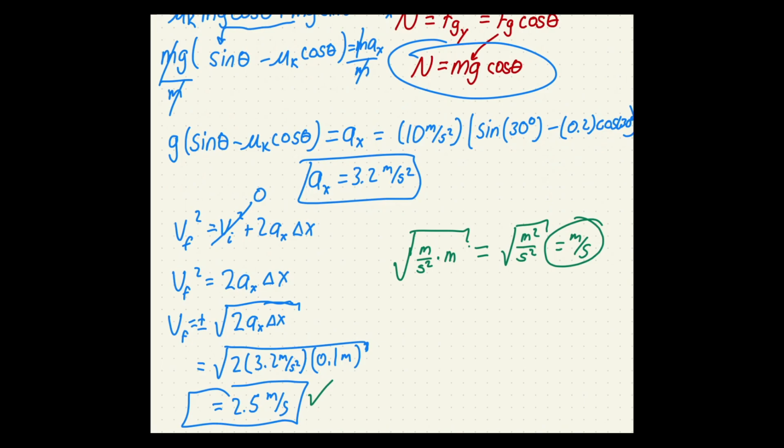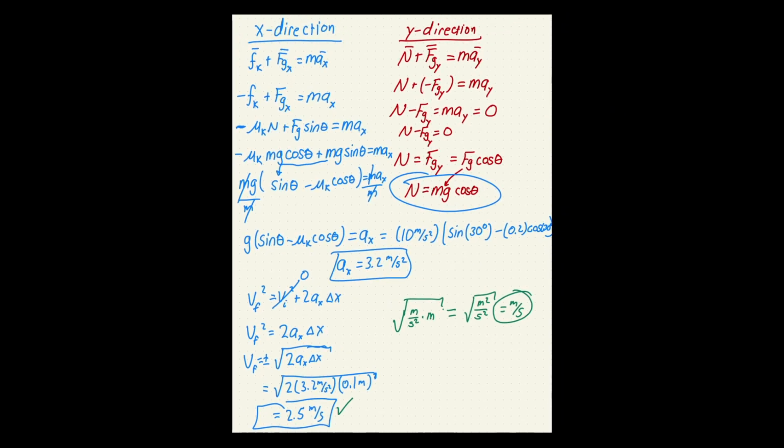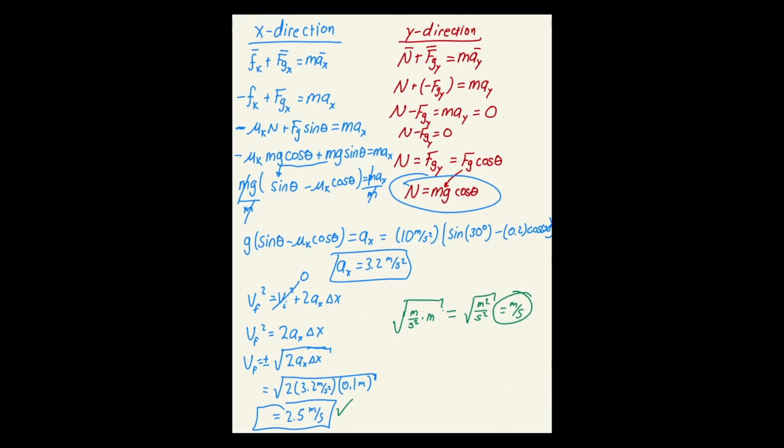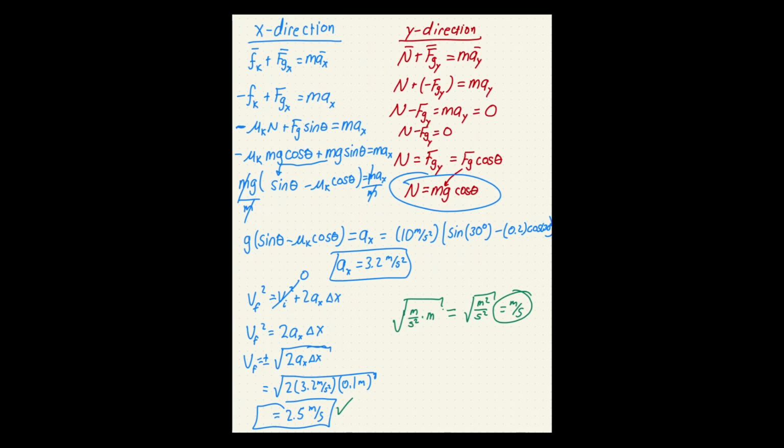What did we do? We drew a picture. We drew a free body diagram. We applied Newton's second law, Newton's first law if we needed to, and then we split the x and the y directions up, and then we applied our Newton's laws to each direction. We were able to solve for the normal force, calculated as mg cosine theta. We plugged that into our x component equation, which gives us this expression that says g times sine theta minus mu k times cosine theta is equal to our acceleration. We then calculated our acceleration's value, 3.2 meters per second squared.